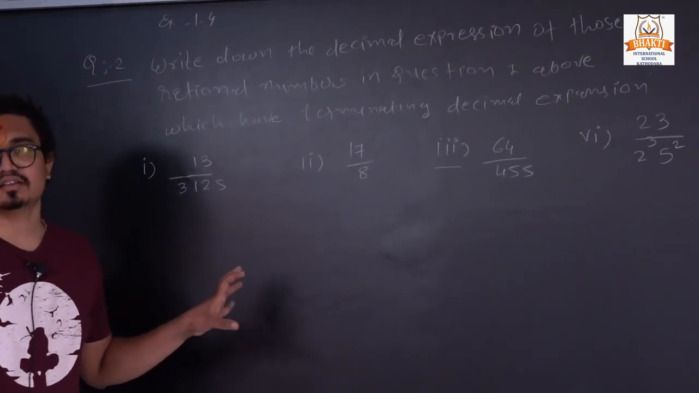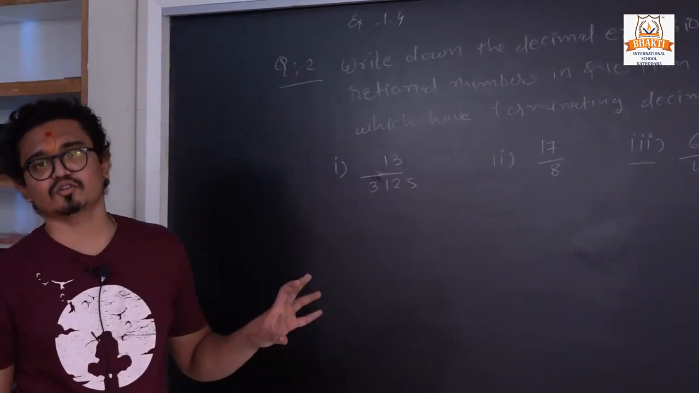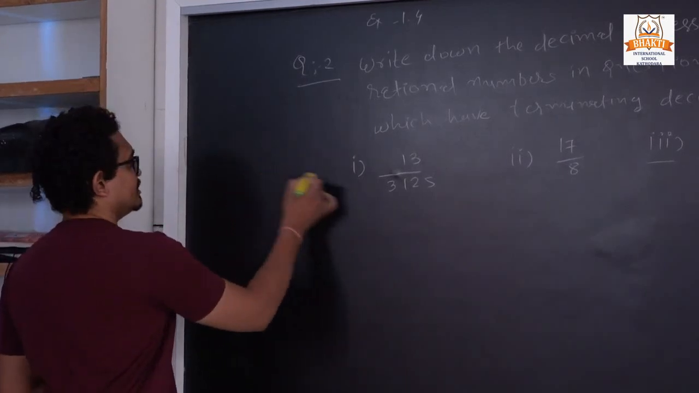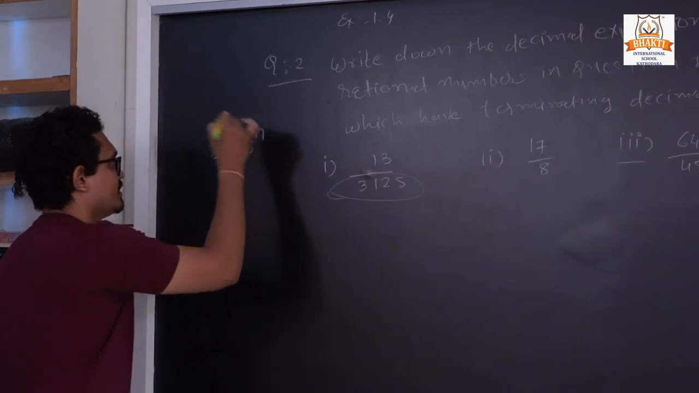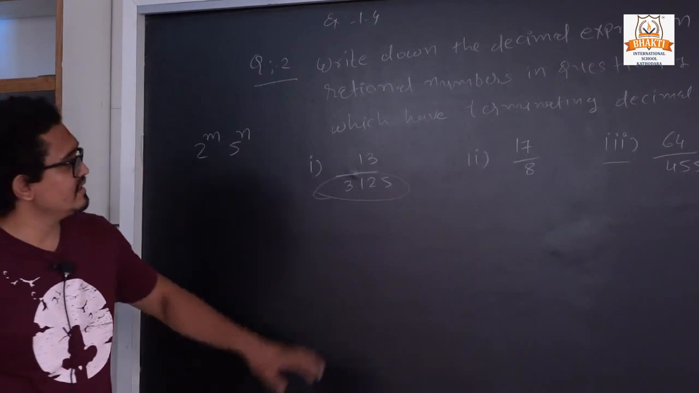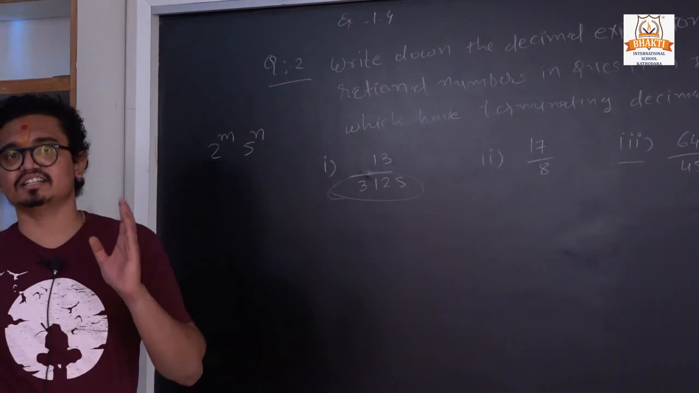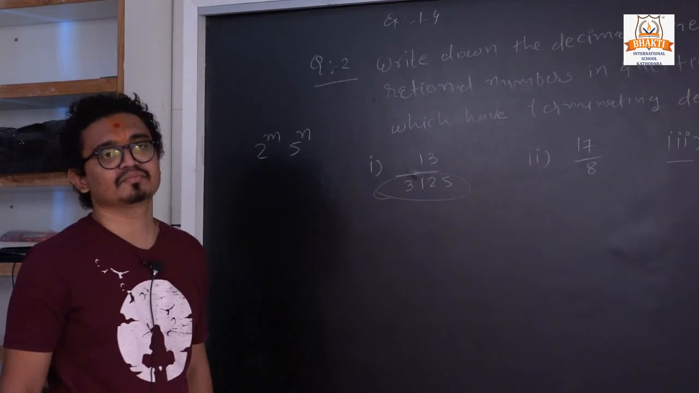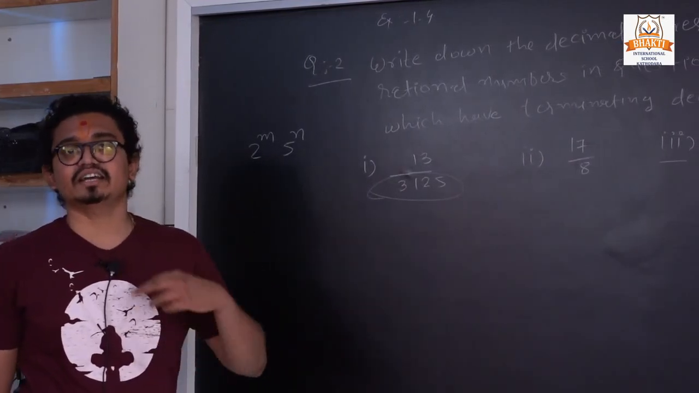Out of 10, some will have a terminating decimal expansion and some will have a non-terminating decimal expansion. If the denominator is of the form 2 raised to m into 5 raised to n, it will be a terminating decimal expansion. So in the first question we can just declare whether it is terminating or non-terminating, but in this sum we also convert that terminating decimal expansion into decimal form.